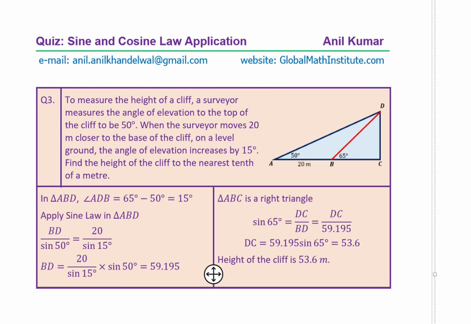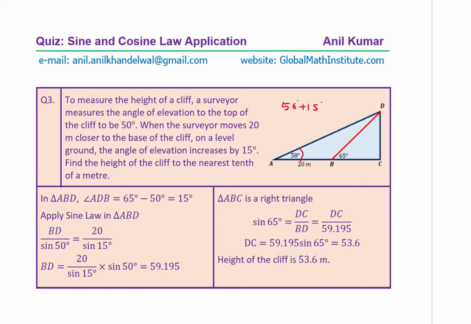Now let's look into question number 3. To measure the height of a cliff, a surveyor measures the angle of elevation to the top of the cliff to be 50 degrees. So this is the point A from where the 50 degrees angle was measured to the top of the cliff. When the surveyor moves 20 meters closer to the base of the cliff on level ground, the angle of elevation increases by 15 degrees. That means it became 50 plus 15 degrees.